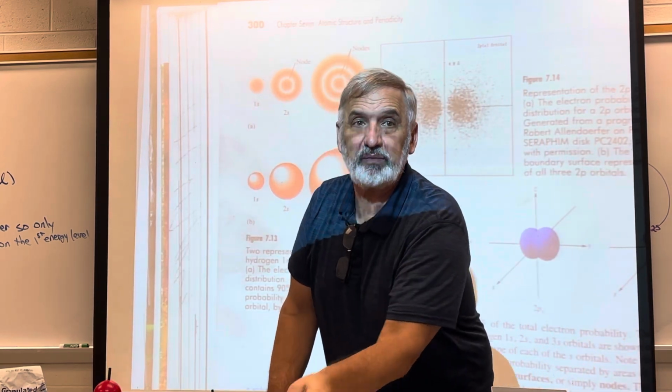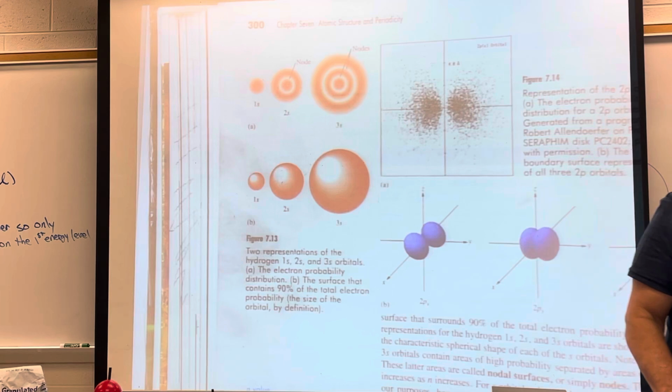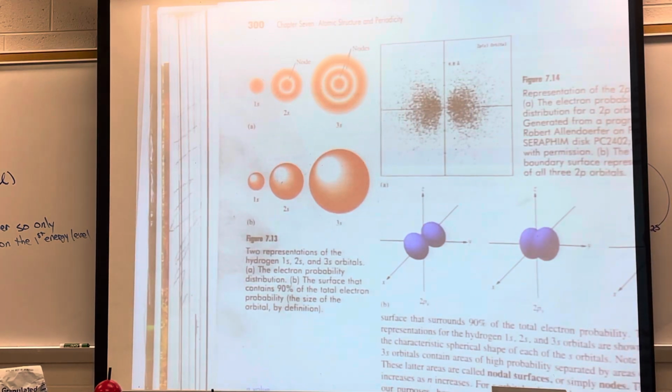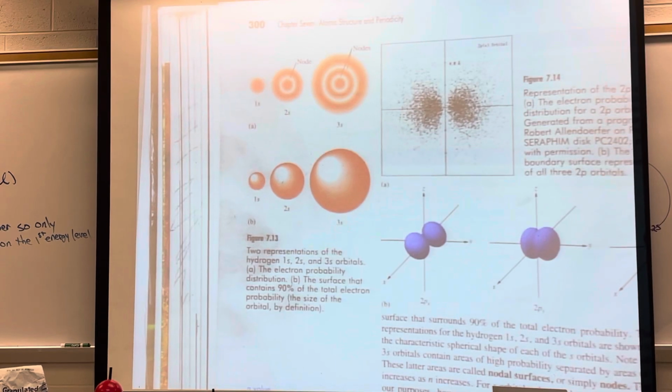In your notes, where it's talking about p sublevels, it says it's dumbbell shaped. There can be three p orbitals. What does it say about energy? When's the first time l can equal 1? What does n have to equal for l to equal 1? 2. So it starts on the second energy level and above, because n has to equal 2 before l can equal 1.